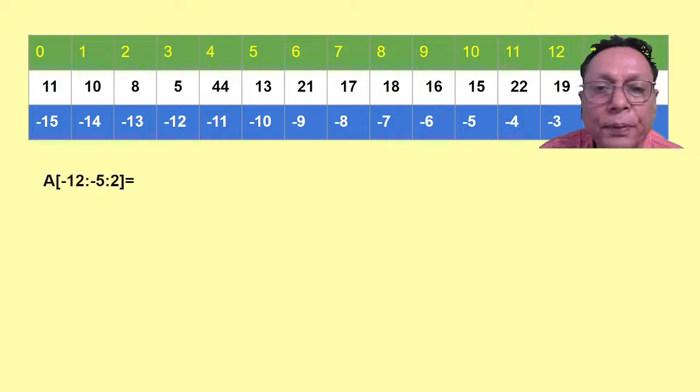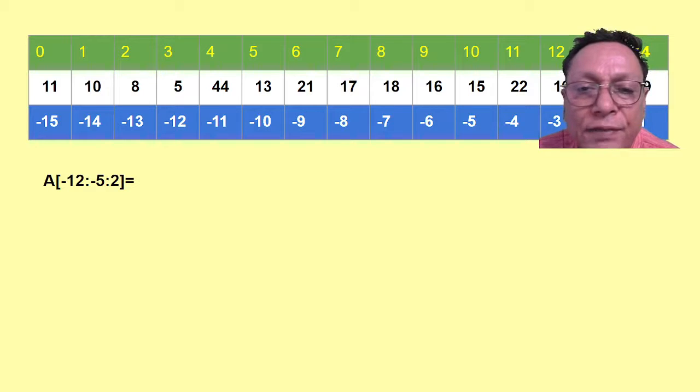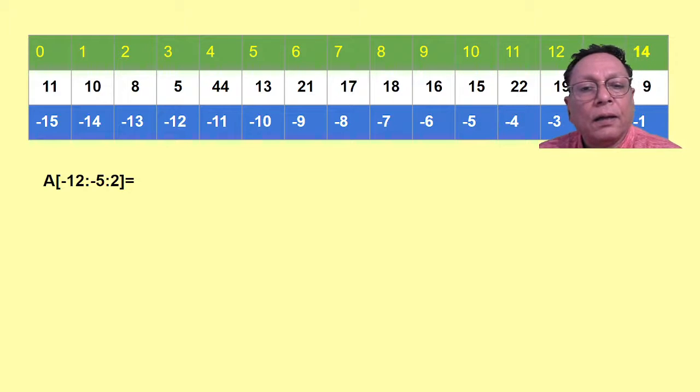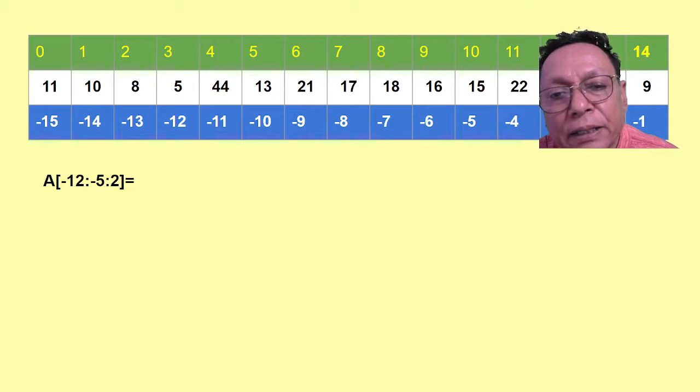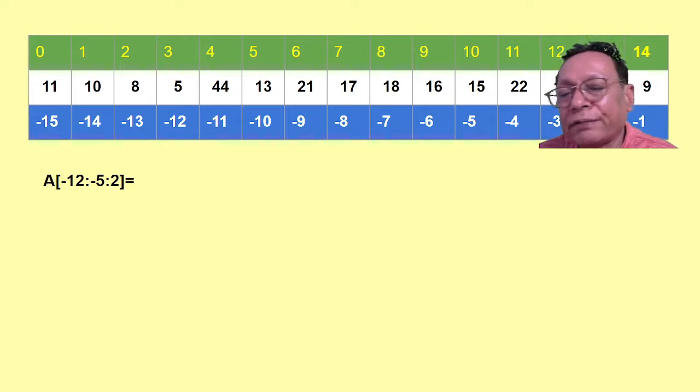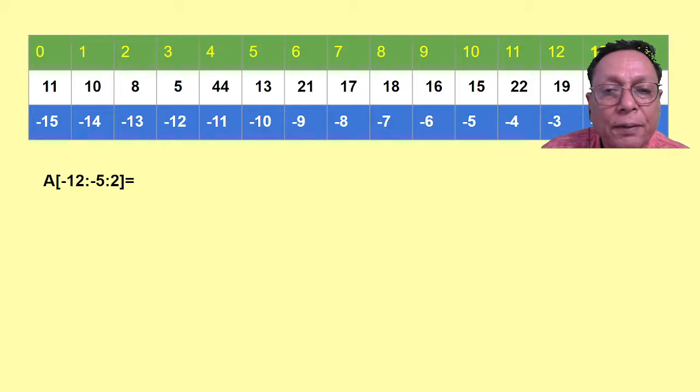Next example. In this example, we see the starting index is -12 and the ending index is -5, and the step is 2. That means we'll have to move from left to right. So -12 is here, then gap of 2, that is -10, and so on.